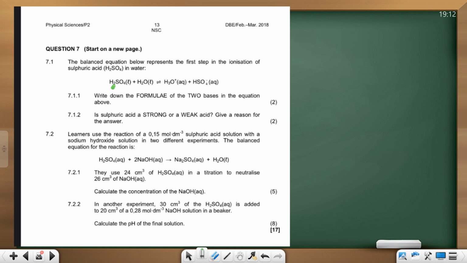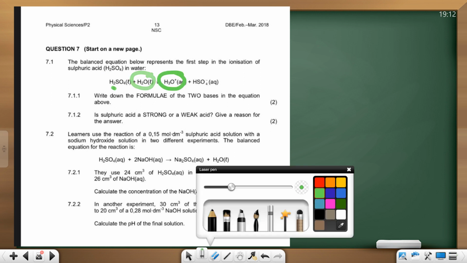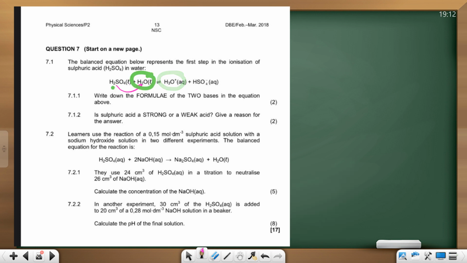What has happened? This one has. What has happened? So the water has what? Gained. Acid loses a proton. H2SO4 throws that proton away. It's left with what? Acid. What are you looking for? Two bases.